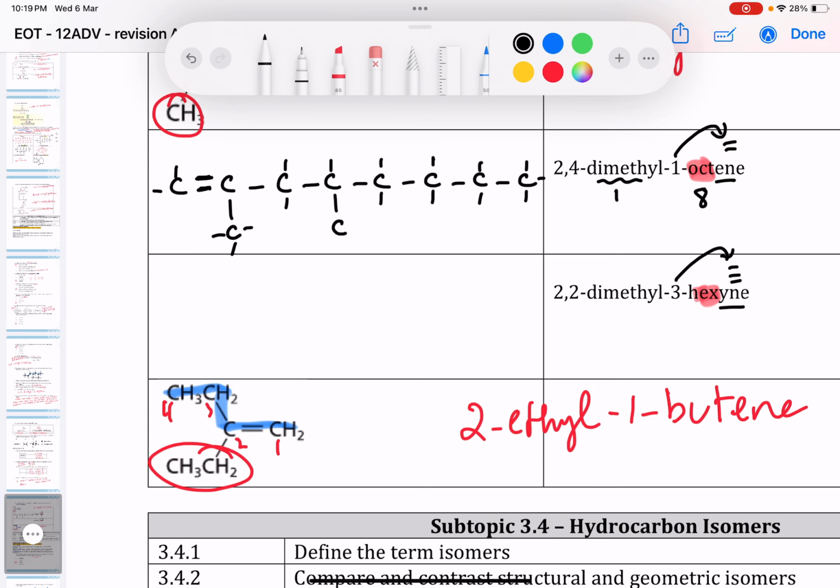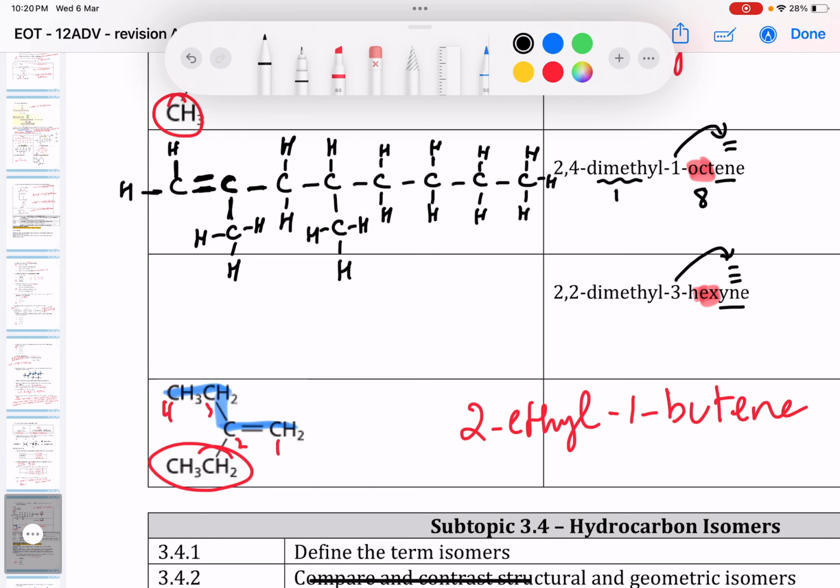One, 2, 3, and 4. So this carbon will only take 2 hydrogens, whereas this carbon will take nothing. 1, 2, 3, 4. It's already saturated with bonds. So here, this one, hydrogens. And that's it. Now, another example, the 2,2-dimethyl 3-hexyne.